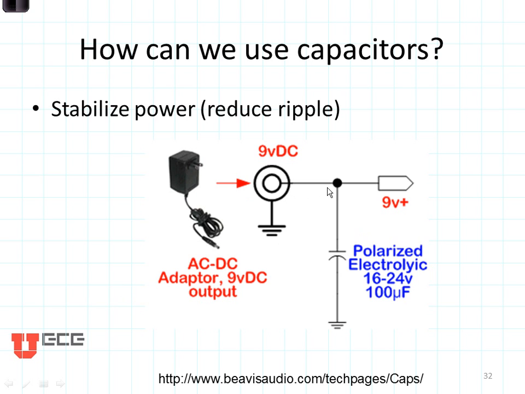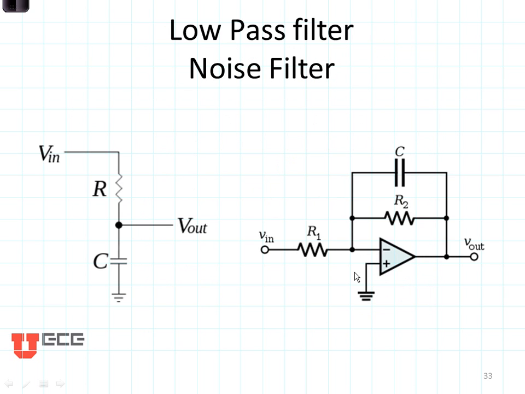Here is a case where we put in a power supply, and let's suppose that sometimes it was a little more than 9 volts and sometimes it was a little less, but that our circuit over here wants exactly 9 volts. In that case, this capacitor can take a little bit of that away when it's too high and return a little bit back when it is too low. The capacitor is effectively storing the excess and releasing when it is needed.